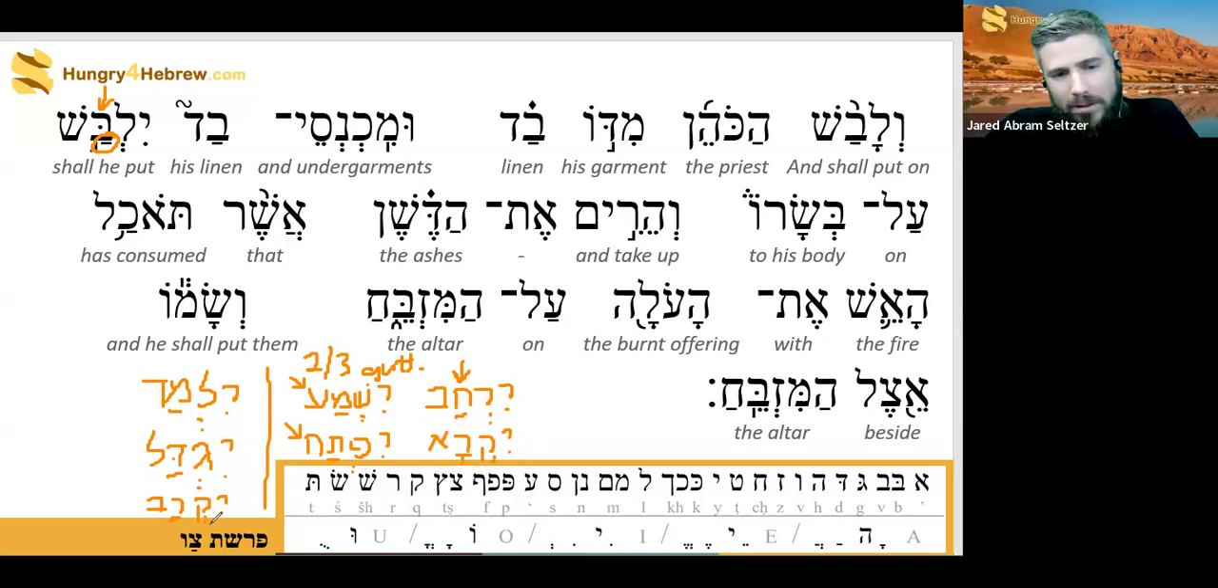Over here, these do not have gutturals. Something else is going on. And to this, we could add yilbash. These are, or historically were, state of being verbs, stative verbs.